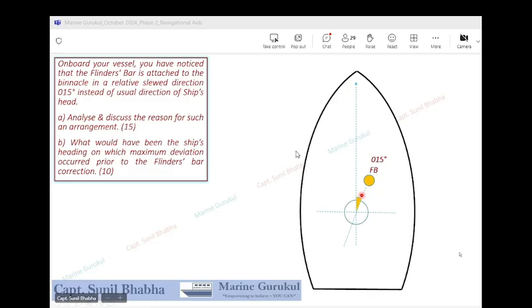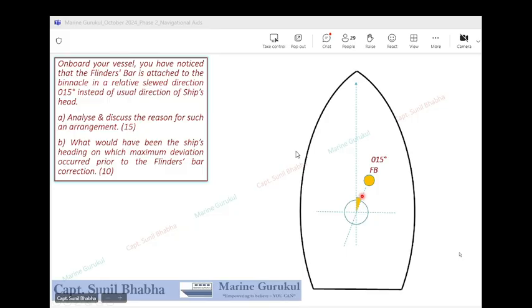So the first part of the question says, analyze and discuss the reason for such an arrangement. Now on a usual ship, the Flinders bar opposes the vertical soft iron present on the ship. On a normal merchant vessel, the most predominant vertical soft iron which we have is the funnel. The funnel is usually exactly aft of the compass. So to compensate the funnel's effect, the Flinders bar is fixed just forward of the compass. But in this case, the Flinders bar is slewed 15 degrees.